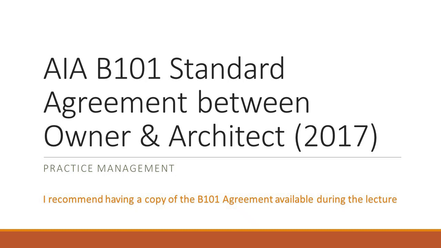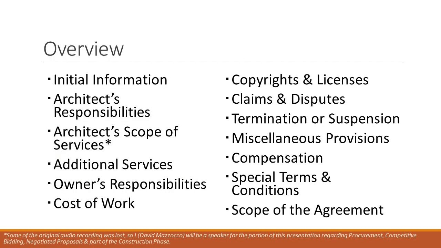Okay, so today we're going to talk about the B101. This is the AIA, American Institute of Architects, Standard Form of Agreement. It is used in many construction projects. This is the document that you will be entering into between you as the architect, or your company as the architect, and the owner.